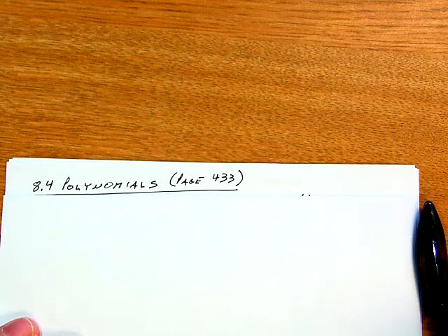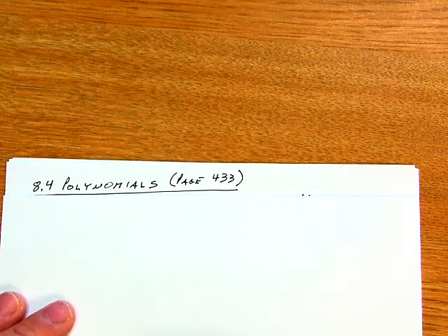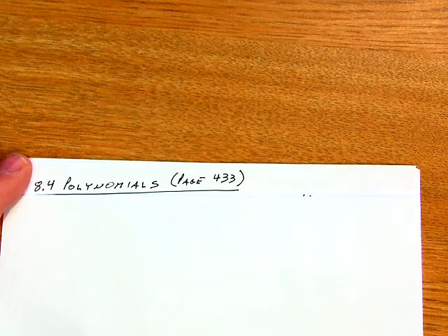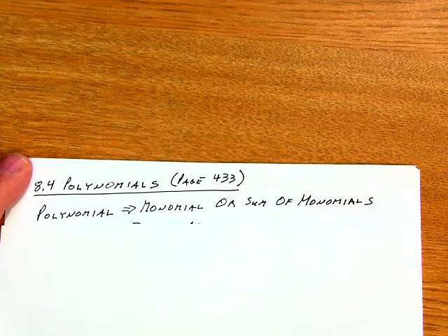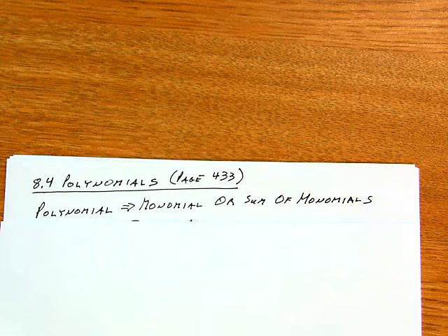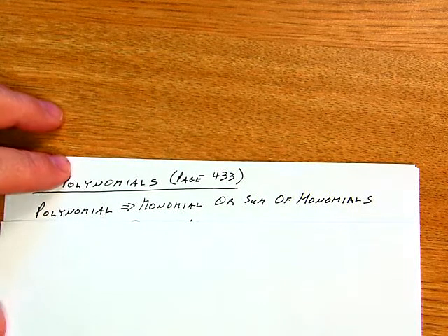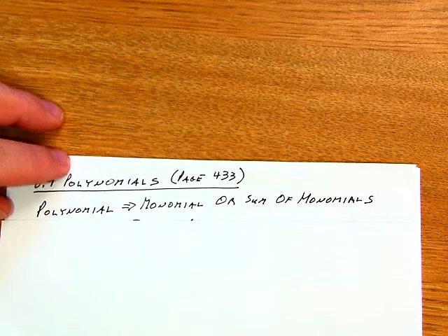Alright, today we're going to talk about section 8.4, polynomials, page 433 in your book. What is a polynomial? Very simply, it's a monomial or a sum of monomials. Anytime you have a series of monomials added or subtracted together, because subtraction is just addition of negative numbers, that is called a polynomial.